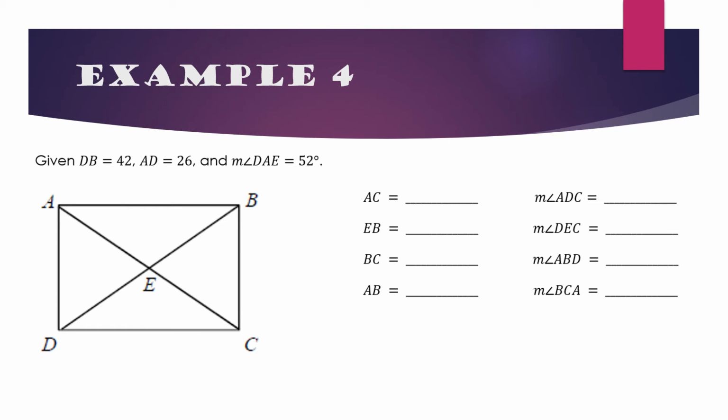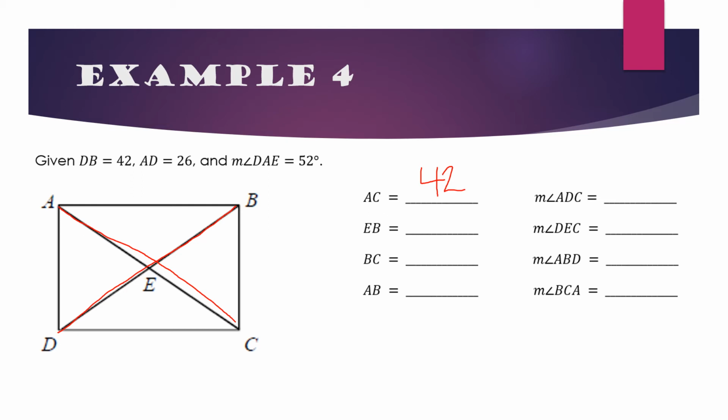So for our first rectangle problem, we're going to find a lot of different sides and a lot of different angles. Let's go ahead and start with the sides. We're told that DB, which is the diagonal, is 42. Now what we know is that the other diagonal, AC, is congruent, so we would know that AC is 42.